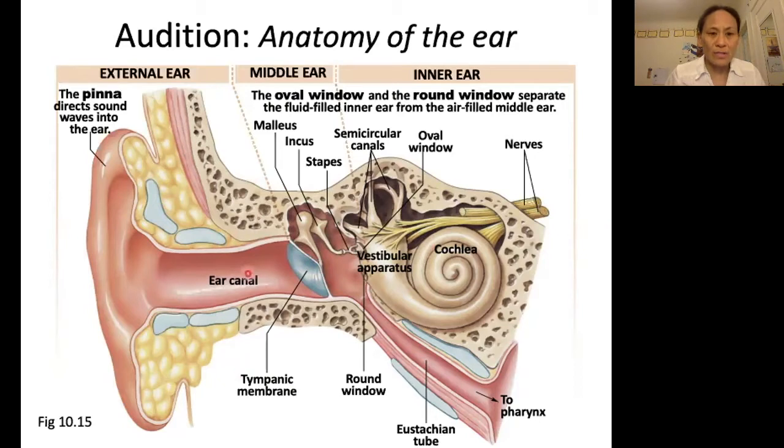Both of those connect the middle ear to the inner ear. The external ear and the middle ear are air-filled, while the inner ear is fluid-filled. The inner ear contains both the cochlea, which is our main organ for hearing, and the vestibular apparatus, which we use for equilibrium.